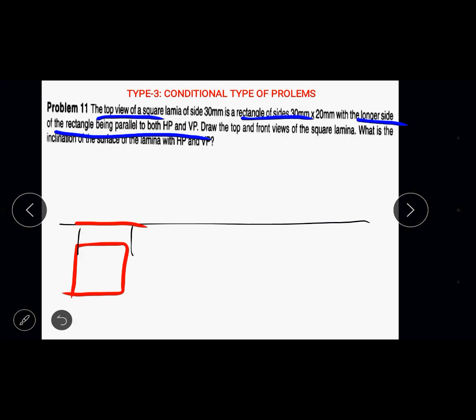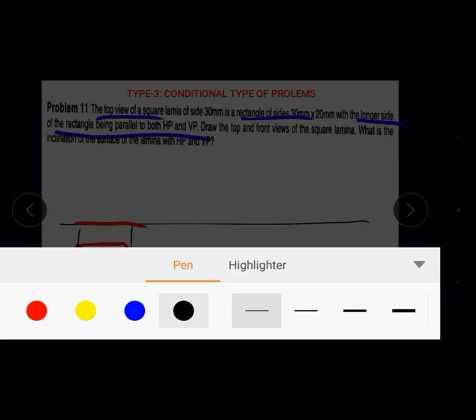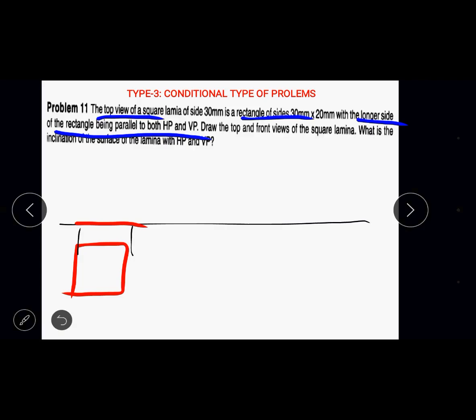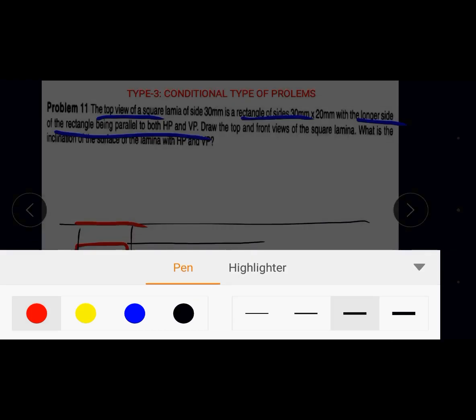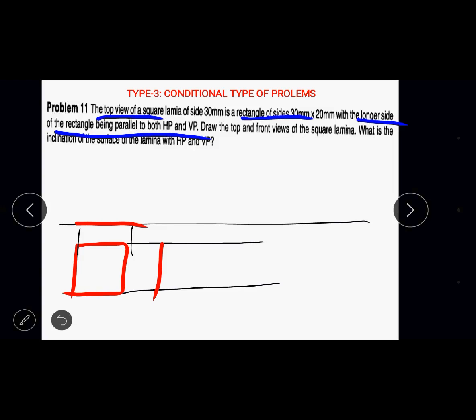Next we'll draw the projection lines. We'll start with the top view, not with the front view. In the earlier case we started with the front view, but here we'll start with the top view. So I have drawn the projection lines from the top view. Now you can see that the vertical line constructed between these two projection lines will have a dimension of 30 mm. Since the square lamina is 30 mm side, you will get 30 mm. With this 30 mm line, consider a square.